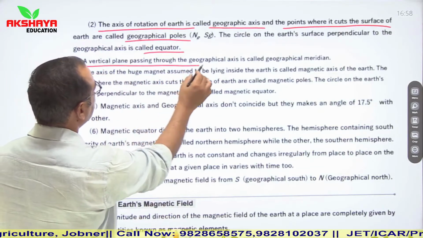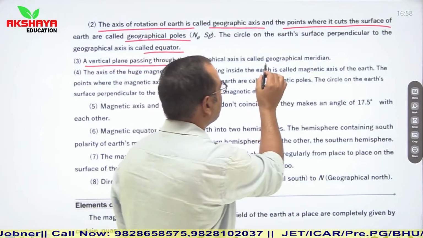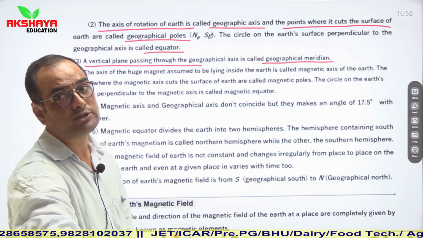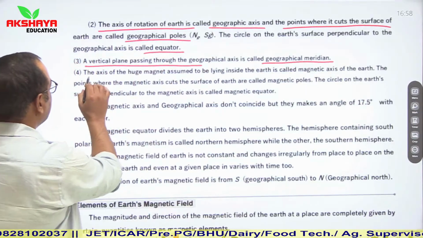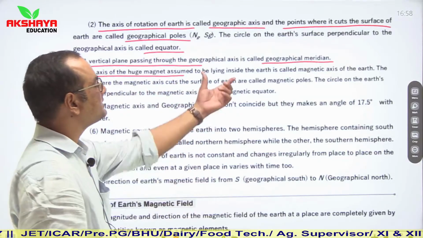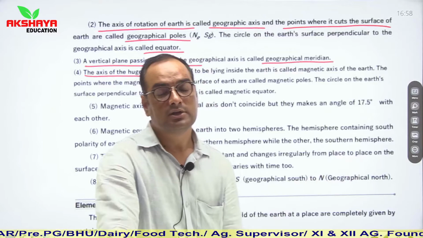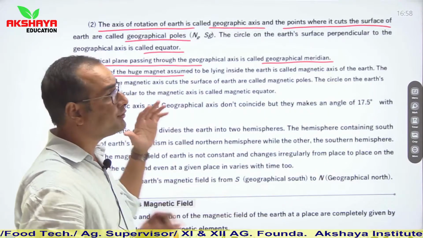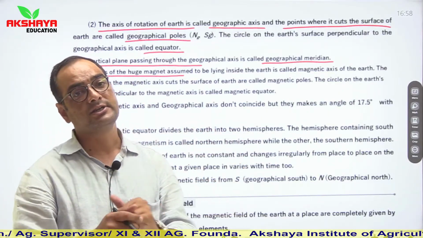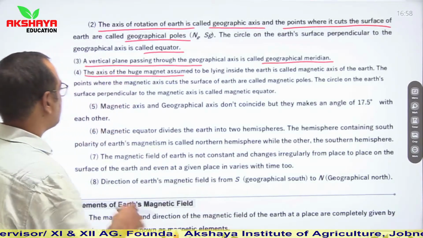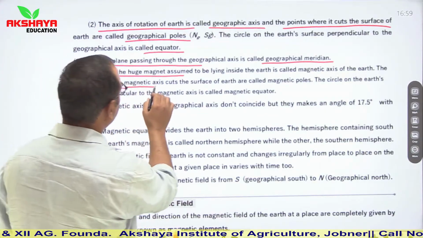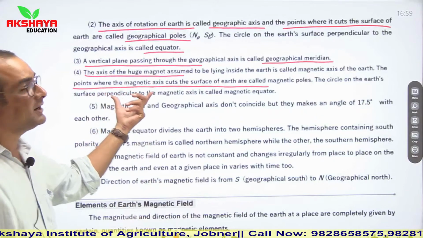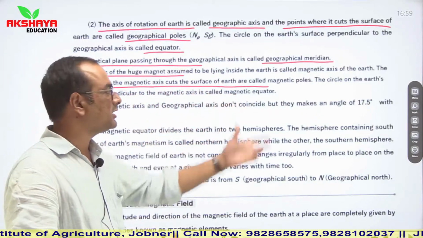A vertical plane passing through the geographical axis is called the geographical meridian. The axis of a huge magnet assumed to be lying inside the earth is called the magnetic axis of the earth. If we talk about the axis of the magnetic field of earth, it is considered that the axis of the huge magnet placed inside the earth is the axis of earth's magnetism. The points where the magnetic axis cuts the surface of earth are known as magnetic poles.